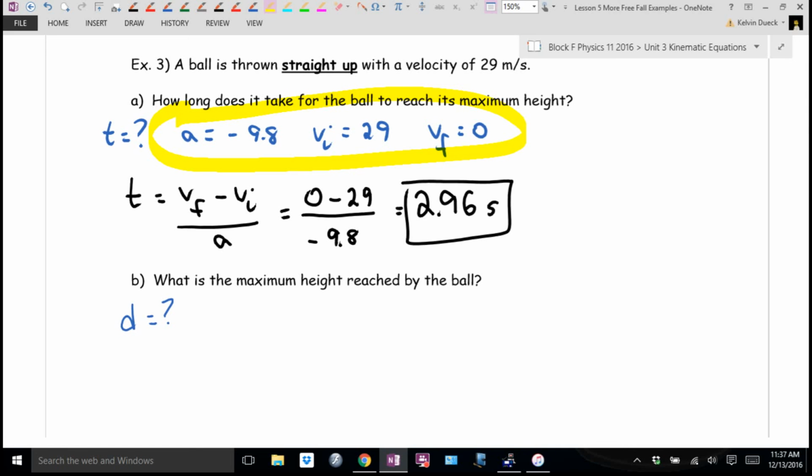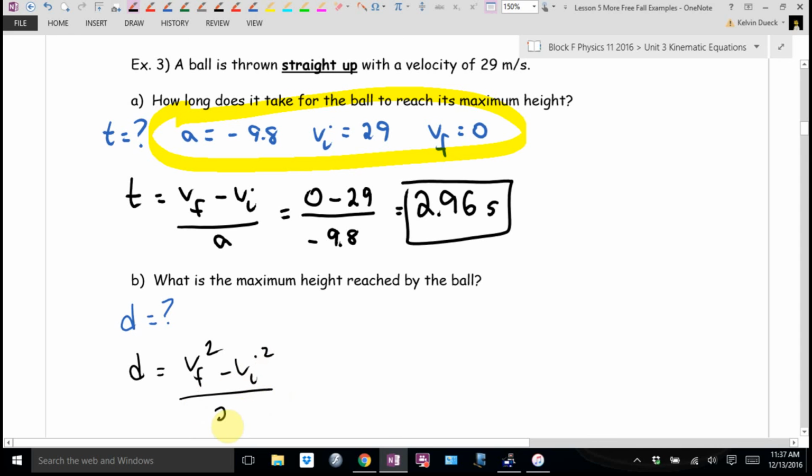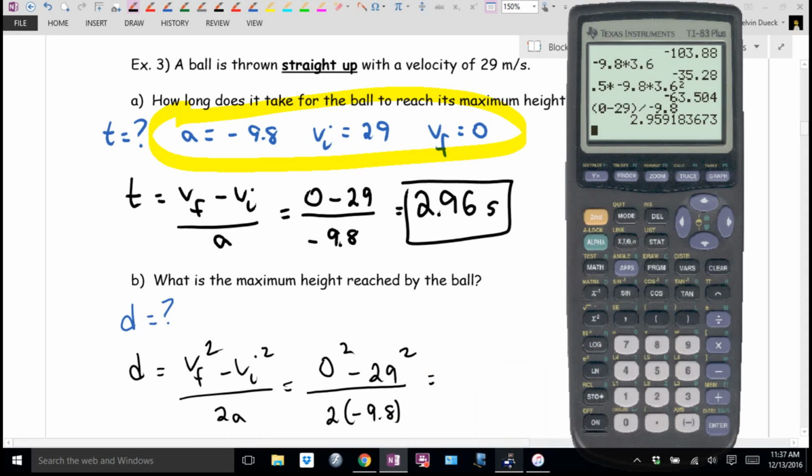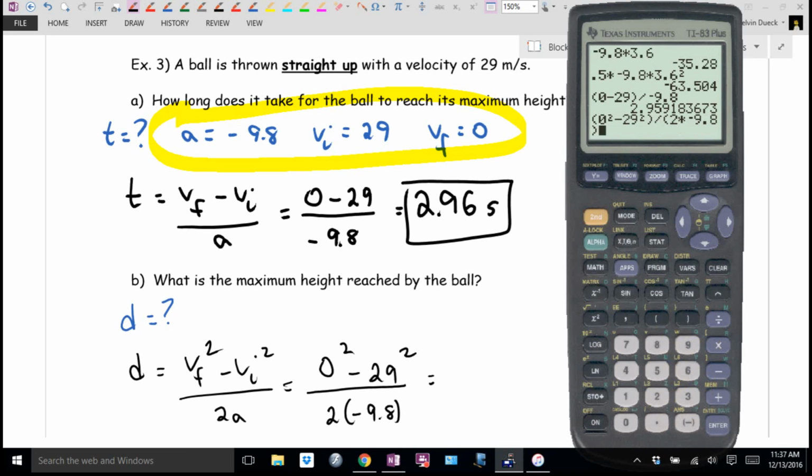Yeah, Josh. Stop. Can you get the d by itself, please? I'll give you a hint. The vf squared drops down like a domino. D equals vf squared minus vi squared over 2a. Yes. So it's going to be 0 squared minus 29 squared all over 2 times negative 9.8.